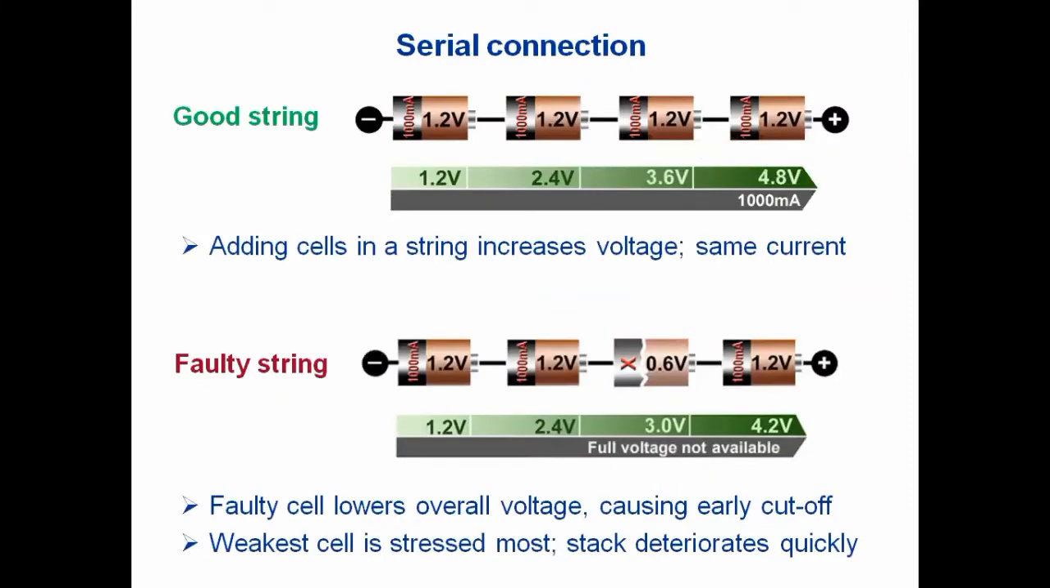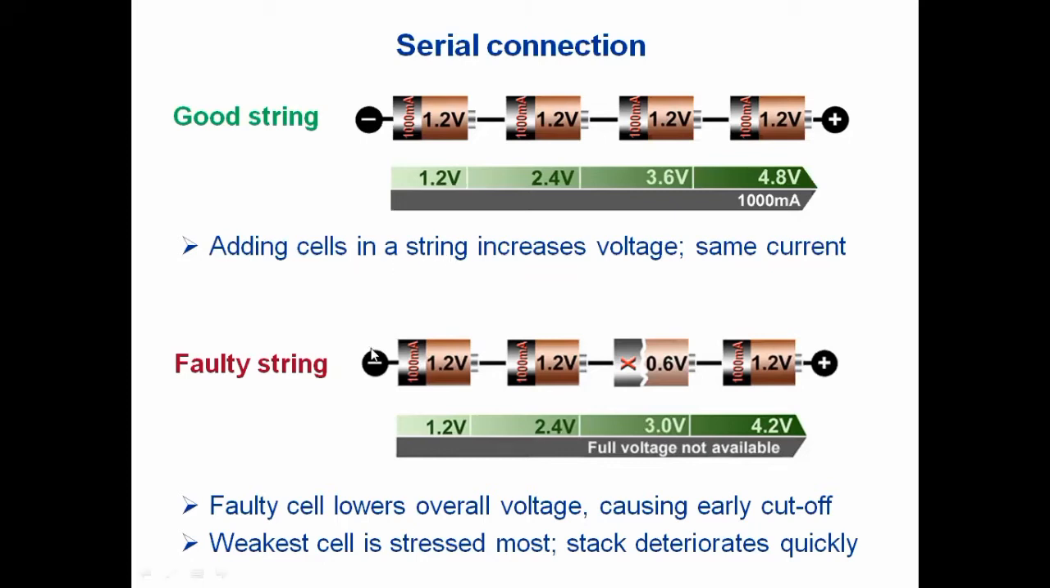Then connections: based upon the connections, how can we compare the performance of the cells? Series connections: suppose here we have four cells of 1.2 volt rating connected in series. Adding cells in a string increases the voltage. Adding different cells of the same capacity increases the voltage rating while maintaining the same current. In series the current is the same, but the voltage is increased. So connecting different cells of the same rating, we can increase the voltage levels, maintaining the same current level.